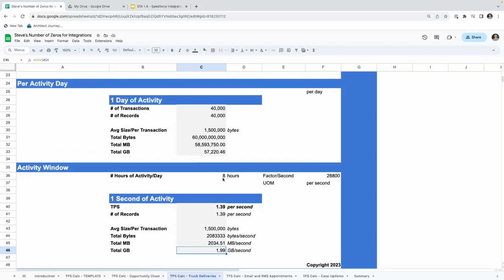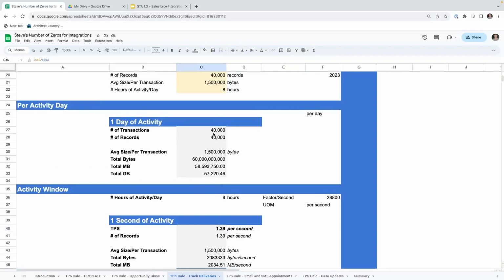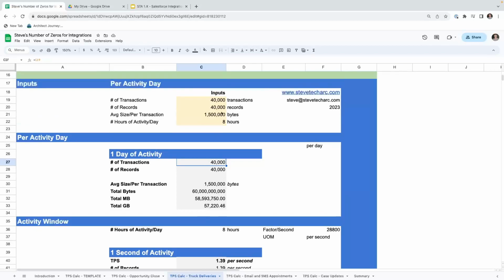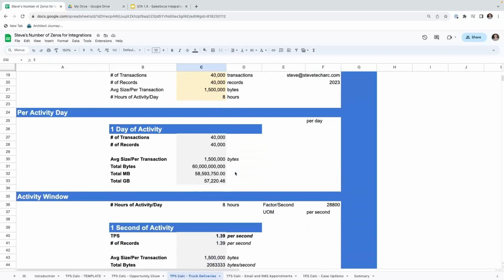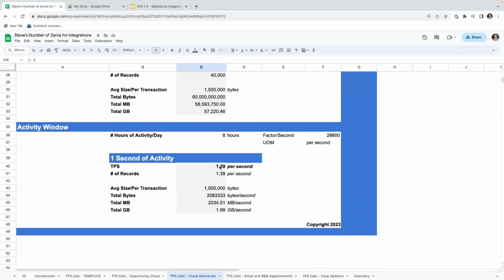So that is 8 hours of the 40,000 transactions in a day with the average size of the number of photos and the bytes. So this particular integration has a 1.39 TPS, but a significant amount of data being transferred in the photos. And this can be very helpful in doing your estimations for the photo pass-throughs.